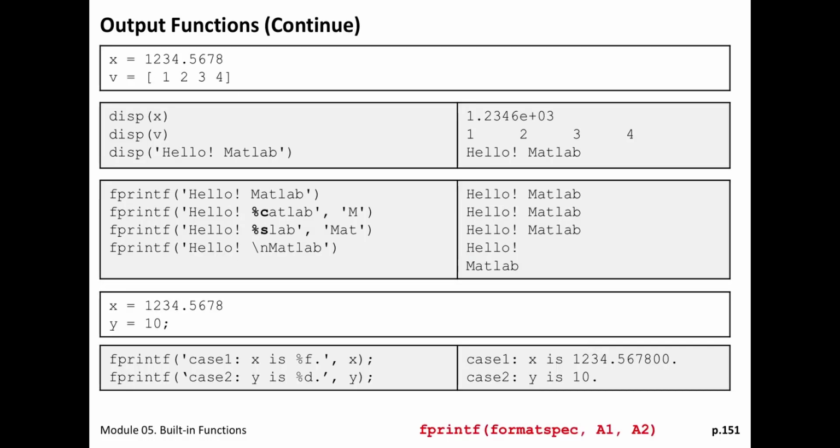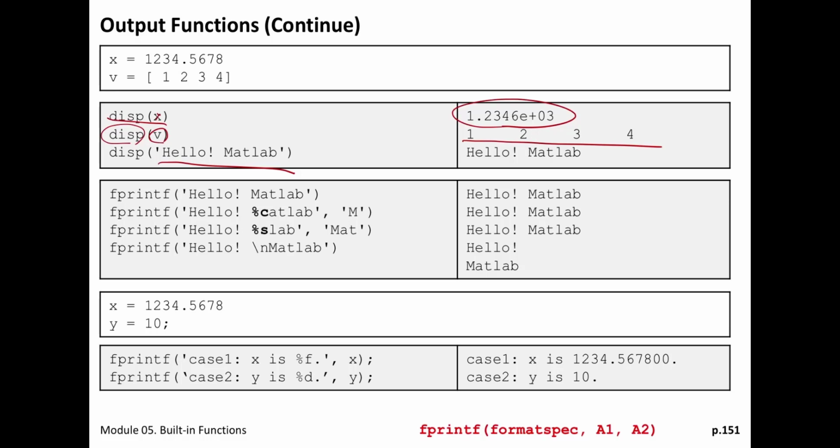The disp is used to simply print out the value inside your variable. So if you put X, this displays the value. Then disp and then V, you can also print out the values in the vector or the matrix, or you can print out the character vector. So here, print out means you can print out the text in your command window.